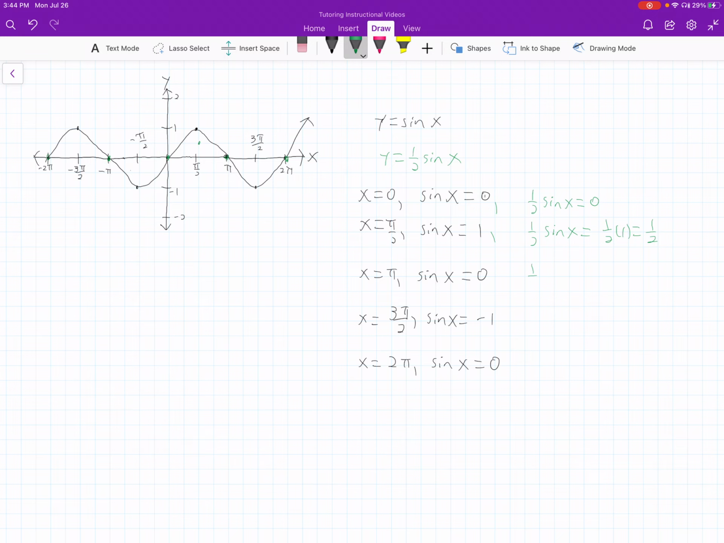And then when x is pi, sine x is 0, so 1 half sine x is 0. When x is 3 pi over 2, sine x is negative 1, so 1 half sine x is 1 half times negative 1, which is negative 1 half. So I land there roughly. And then when x is 2 pi, sine x is 0, so 1 half sine x, which again is 1 half times 0, is 0.